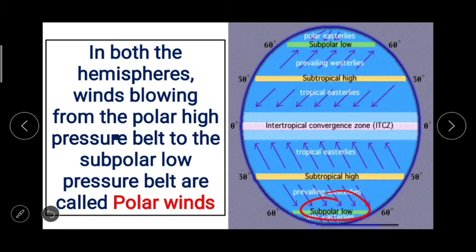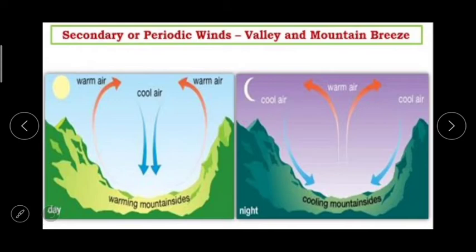In our textbook, figure 5.4a of valley breeze and 5.4b of mountain breeze are given, and by observing this, you have to write down the characteristics of the valley breeze and the characteristics of the mountain breeze.